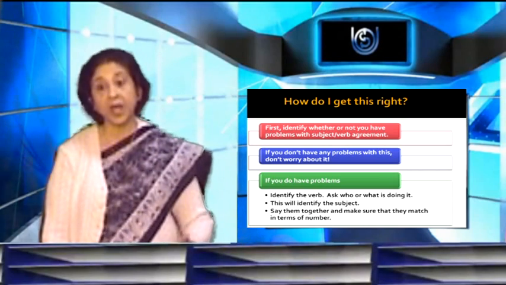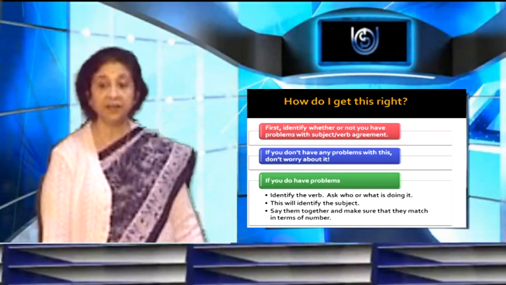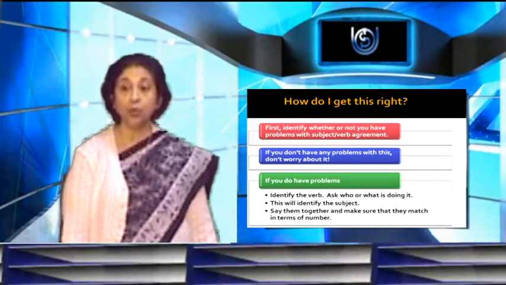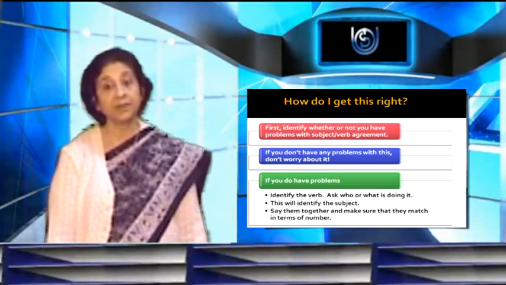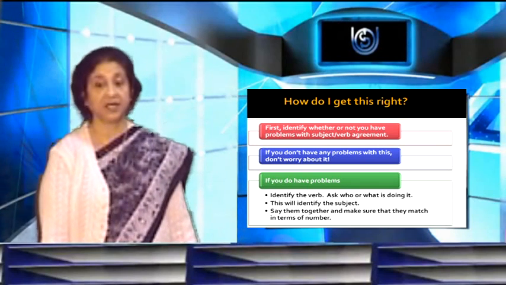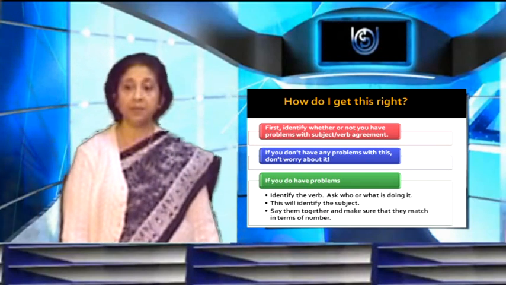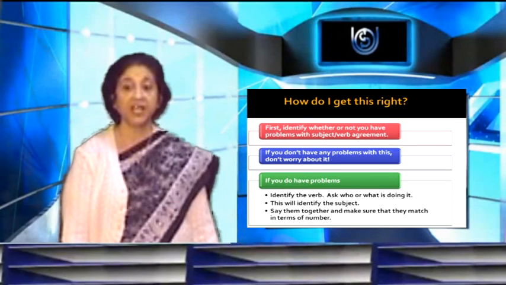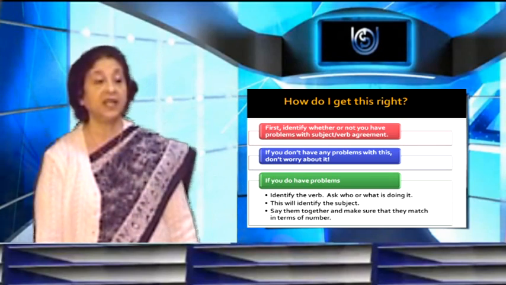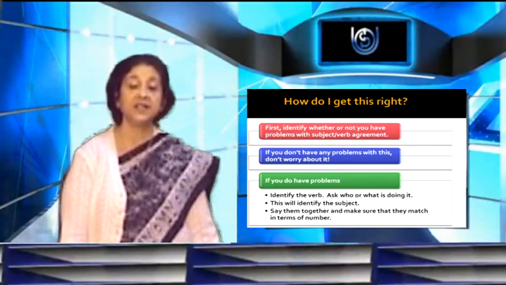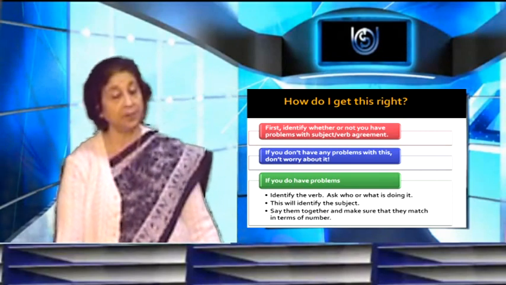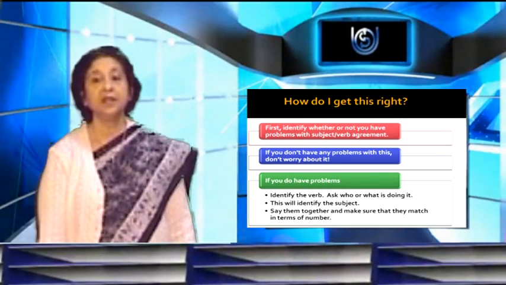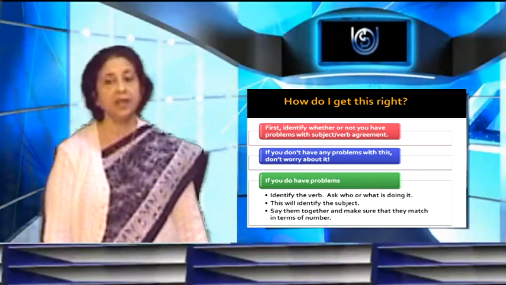And if you do have a problem, then identify the verb, ask who or what is doing it. This will identify the subject. Say them together and make sure that they match in terms of number. As I have already given you the examples previously, I hope you have been able to understand it very clearly. This is all for today. Thank you.